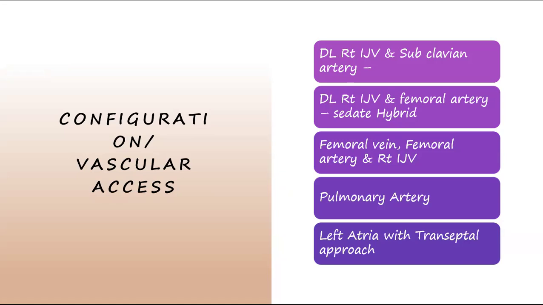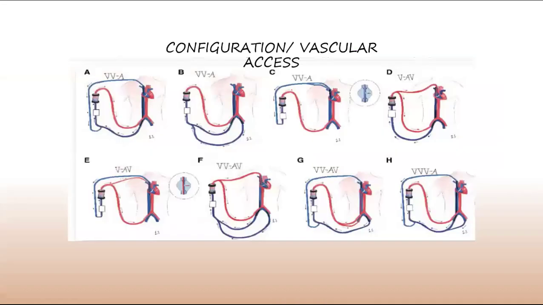Pulmonary artery is one more important axis. You should consider it when there is severe pulmonary hypertension. I'll tell you in detail about the pulmonary artery cannulations. Left atrium with the transseptal approach. So these are the various configurations and vascular axes that are available. So this is the nutshell of all what we're discussing till now.